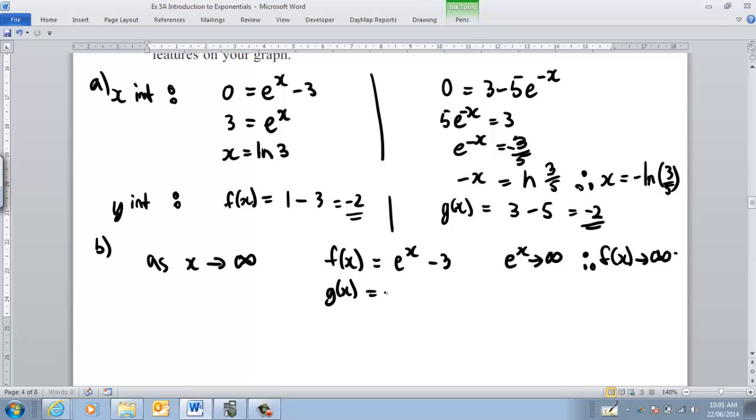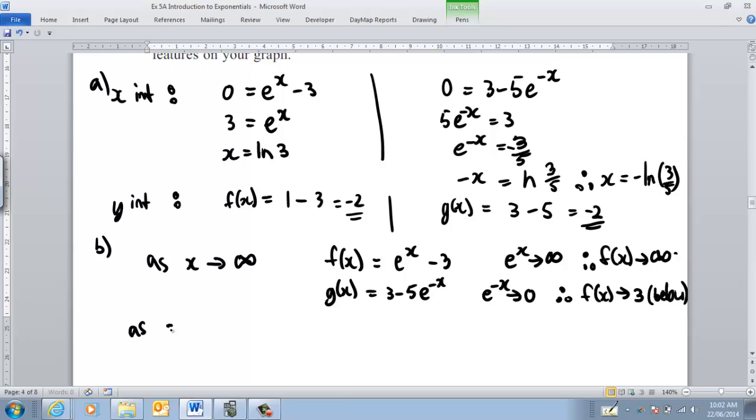g(x) is going to be equal to 3 take 5e^(-x). So as x goes to infinity, e^(-x) is going to go to 0, so therefore f(x) is going to go to 3. Now, it's going to be a little bit less than 3 because it's going to be 3 take 5 times some small number. So it's going to go off to 3 from below.